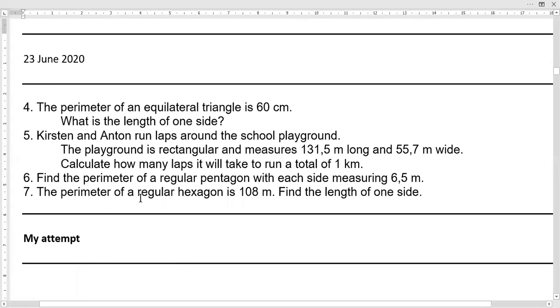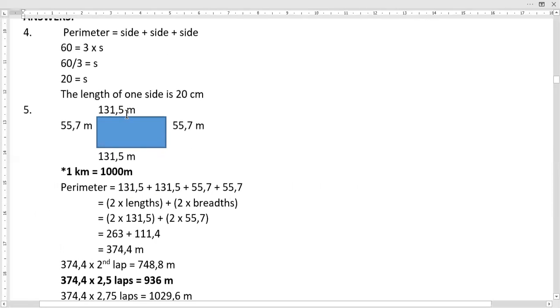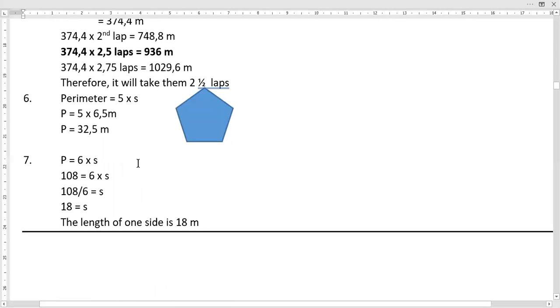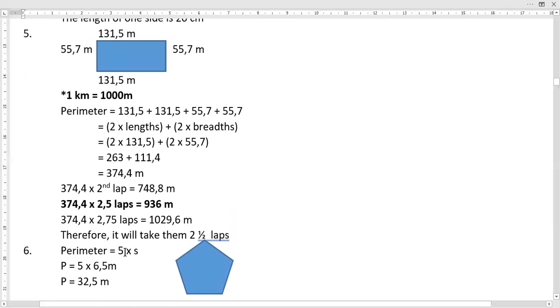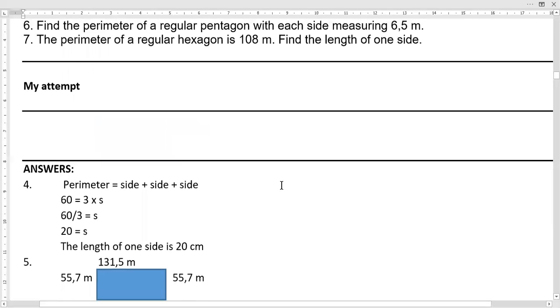Find the perimeter of a regular pentagon. Pent means 5, with each side measuring 6,5. So that's a bit similar to number 4 that we did. So the perimeter is 5 times the same side. The side is that. So we're going to go 5 times that, 6,5, and then our answer is 32,5 meters.